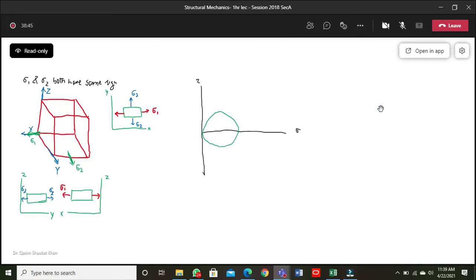So this is my 0 and this is my sigma 2. This is your tau. This is tau y dash z dash maximum.